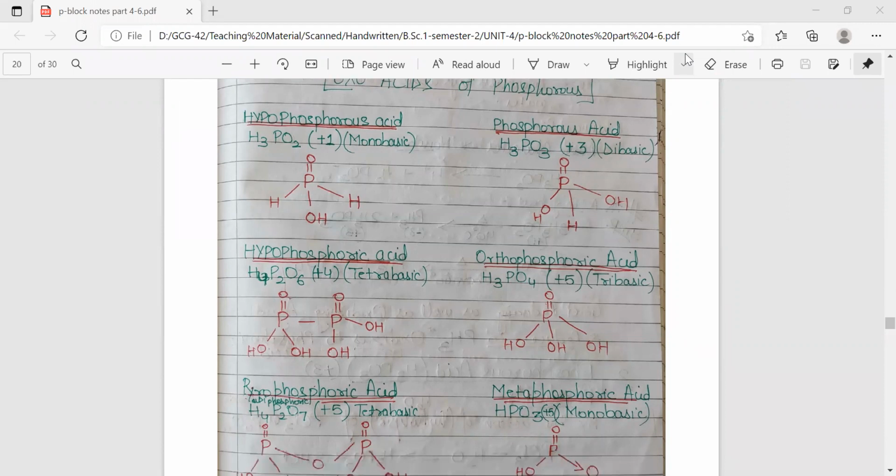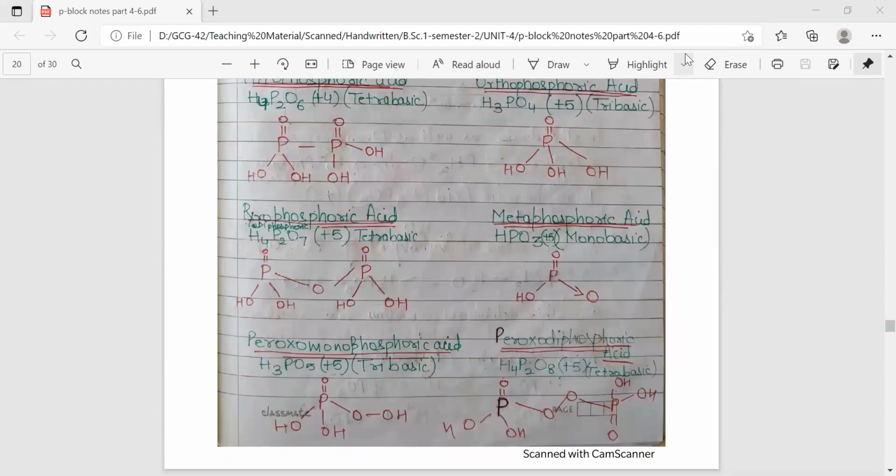First one is hypophosphorus acid, where phosphorus is in +1 oxidation state. It is monobasic. Then we have phosphorus acid, +3 oxidation state. It is dibasic acid. Then we have hypophosphoric acid. It is tetrabasic with phosphorus in +4. Orthophosphoric acid, or phosphoric acid, we call it. Here phosphorus is in +5.